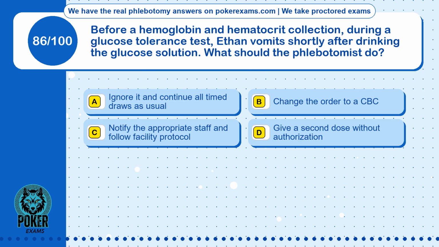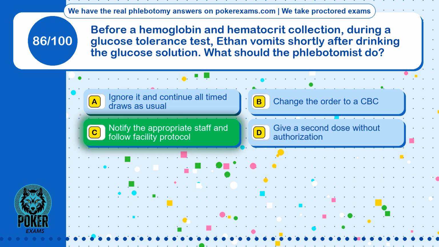Question 86. Before a hemoglobin and hematocrit collection, during a glucose tolerance test, Ethan vomits shortly after drinking the glucose solution. What should the phlebotomist do? Option A. Ignore it and continue all time draws as usual. Option B. Change the order to a CBC. Option C. Notify the appropriate staff and follow facility protocol. Option D. Give a second dose without authorization.